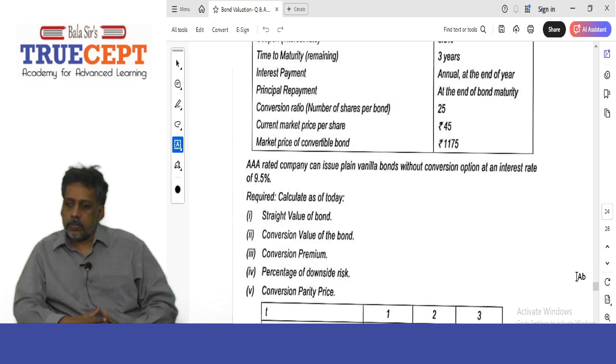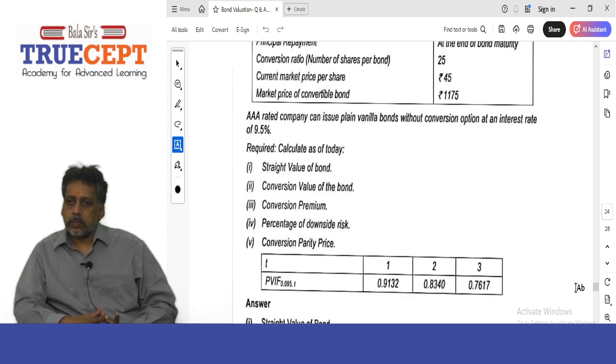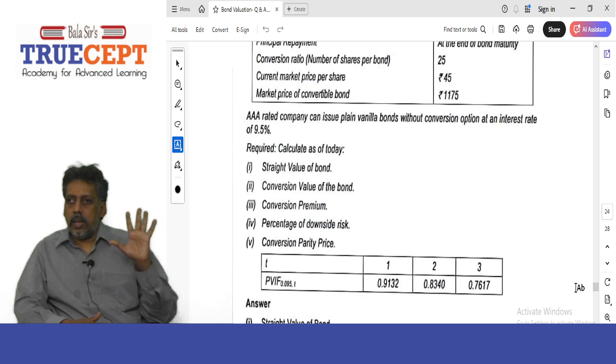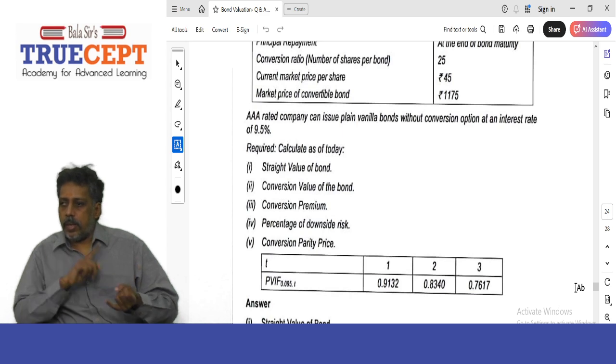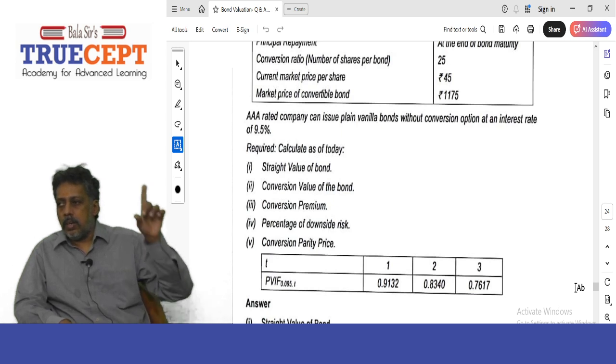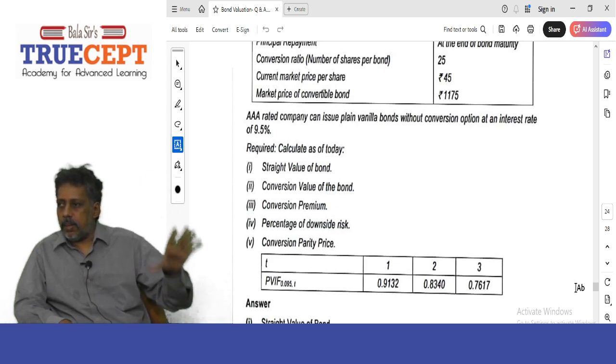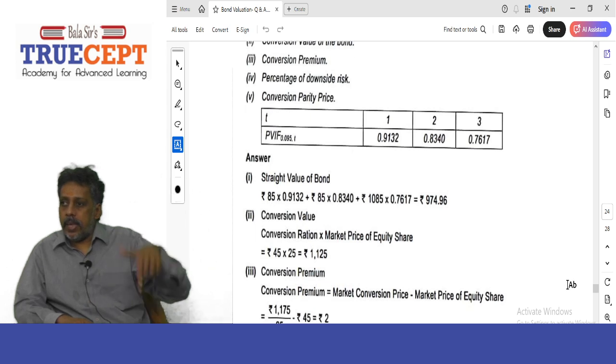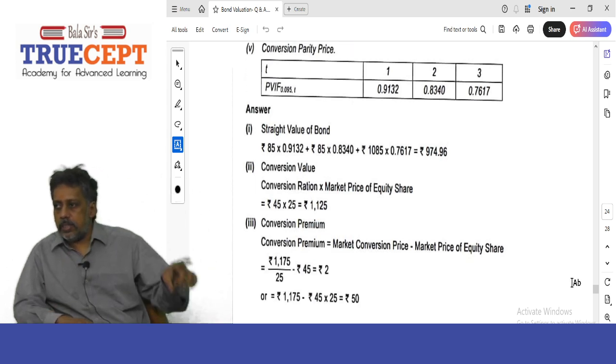Next. Required, calculate as of today: number 1, straight value of the bond; number 2, conversion value of the bond; number 3, conversion premium of the bond; number 4, conversion premium, percentage of downside risk; and number 5, conversion parity price. Given the present value factors for 9.5% for years 1, 2 and 3. How nice, they have given the discount factors at 9.5% in the question itself. Now the first question, let's find the straight value of the bond, nothing but the value of this bond had it been a plain vanilla bond without any conversion feature.